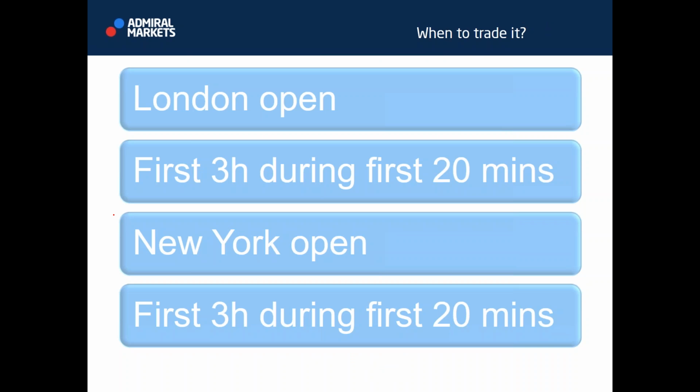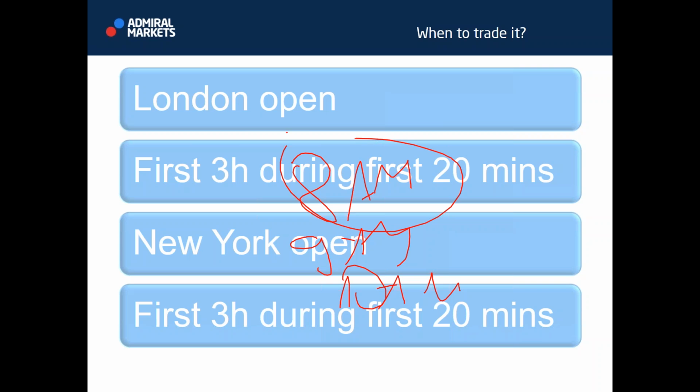When to trade it? We trade it during the London Open, the first 3 hours, but during the first 20 minutes of each hour. What does it mean, guys? Let's say that London opens at 8 a.m. So you trade it during the first 20 minutes of 8 a.m., 9 a.m., and 10 a.m., if this is the London Open. So you need to calculate your own time zone and when London opens.